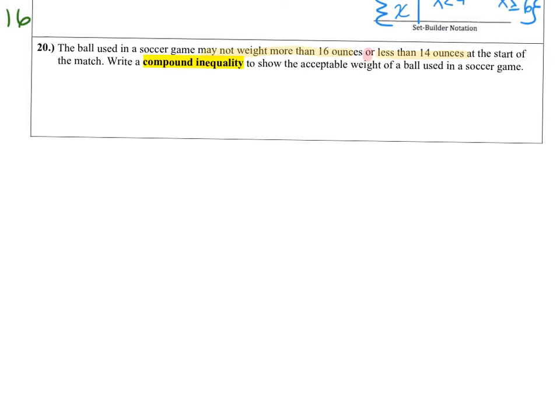Write a compound inequality. Okay, well, let's say B is for soccer ball, and the ball cannot be more than 16 ounces. If you cannot be more than 16, what does it mean you have to be? Less than or equal to 16. Or, and I know it's an or because there's an or right there. You cannot be less than 14. If you cannot be less than 14, what does it mean you have to be?